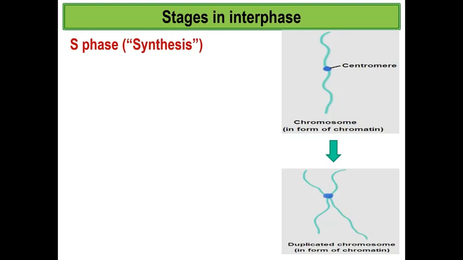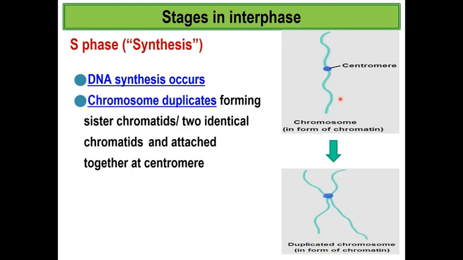After the G1 phase, the cell will enter the second phase of interphase, which is the S phase or synthesis phase. In this phase, DNA synthesis will occur. As we can see here, this is one copy of a chromosome, and after replication occurs, the DNA becomes two similar copies, known as sister chromatids.